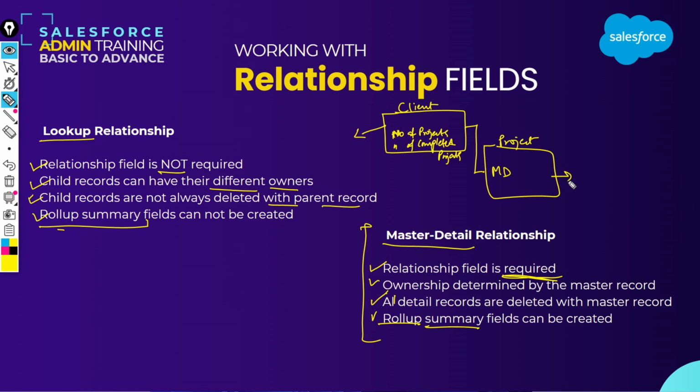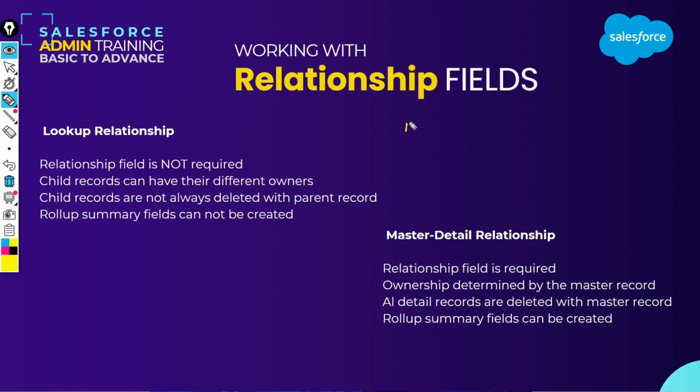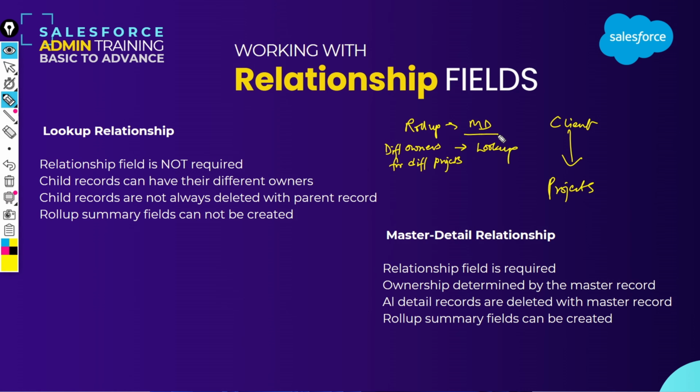Now, if you look at this particular scenario, this is a little tricky situation. I have two requirements here, right? I need a roll-up summary. I'm trying to define the relationship between client and projects, and I am considering master-detail or lookup. Because I need a roll-up summary, I think master-detail will be a good choice. Because I need different owners for different projects, I feel lookup is going to be a good choice.